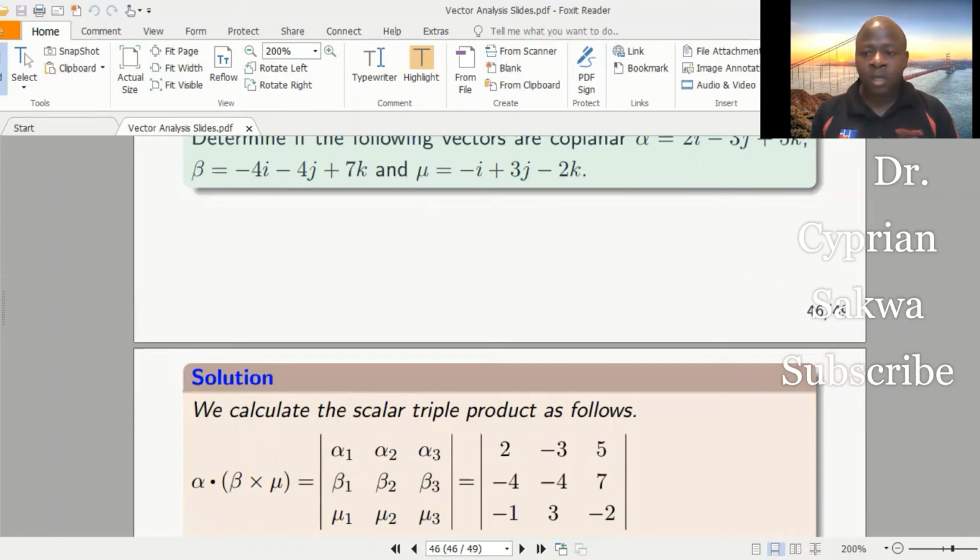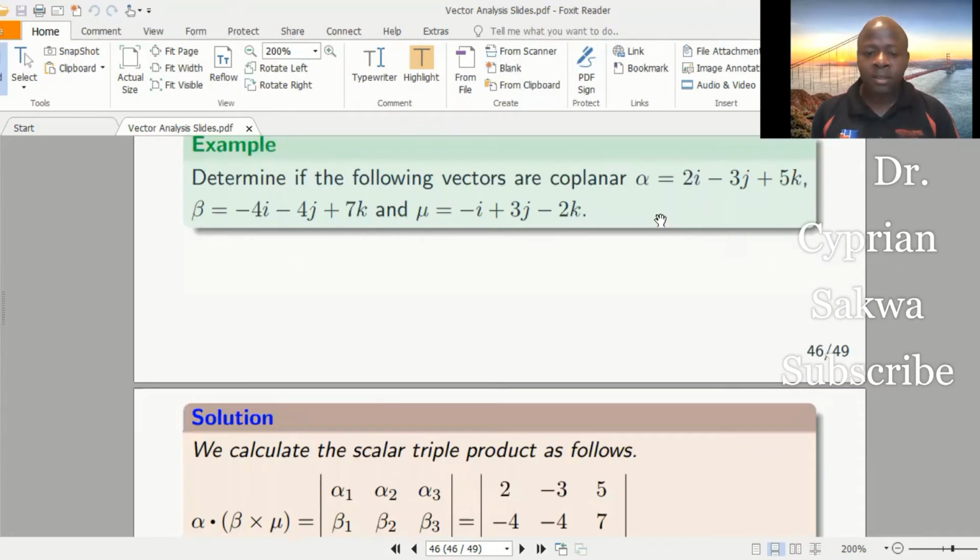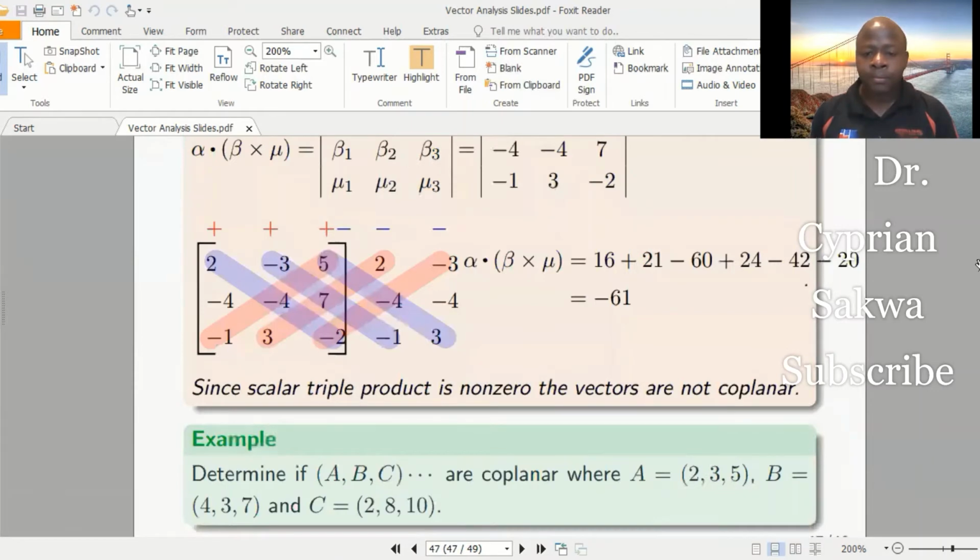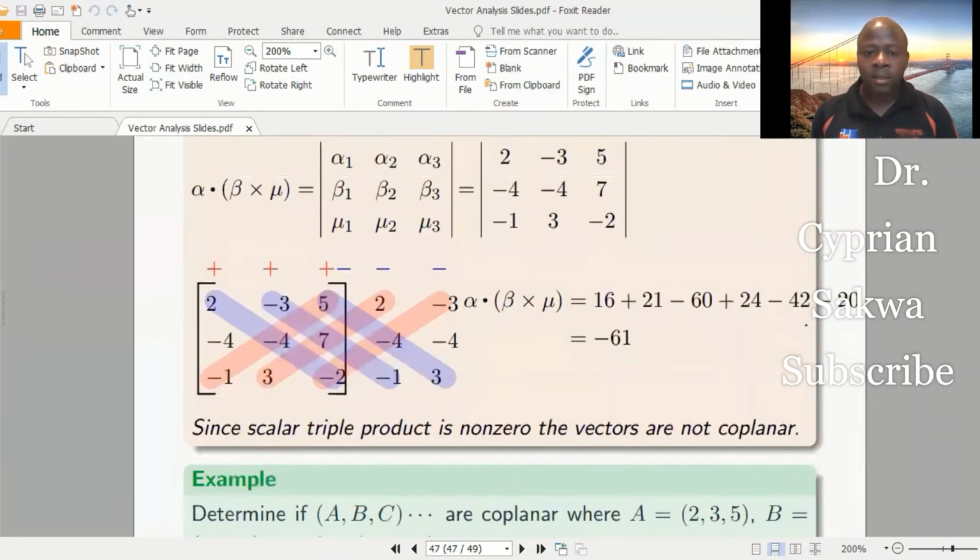And so I just extract the coefficients. For alpha, I have 2, -3, 5. For beta, I have -4, -4, 7. And then for mu, I have -1, 3, -2. And so I carry the entire matrix and place it here because I'm finding the determinant. You can use another method for finding the determinant, but this is the easiest. So I carry the entire matrix, place it here, and then the first two columns, I add them here.